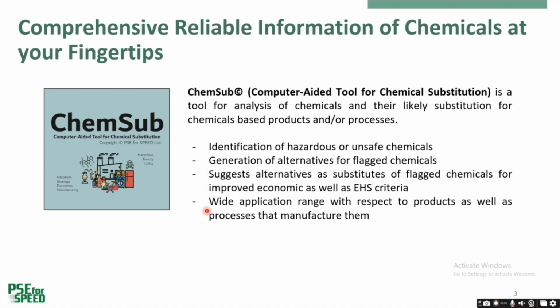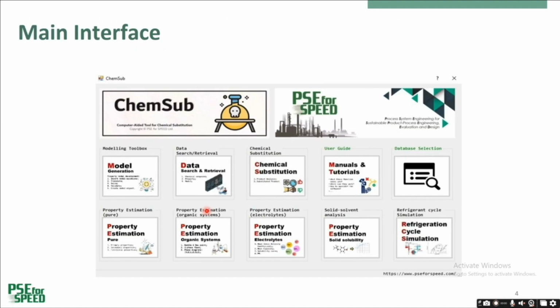ChemSub suggests safe application ranges of the chemicals with respect to their use in products as well as processes that manufacture or use them. The main interface of ChemSub includes 8 toolboxes, each with specific purposes of use. In the top row, starting from the left, we have a modeling toolbox, which is used for creating property models and storing new models in the model library.